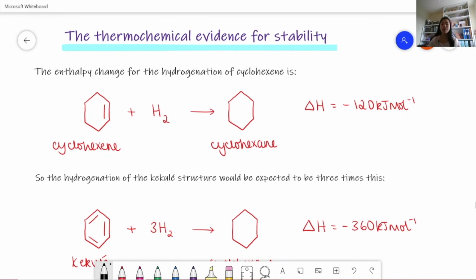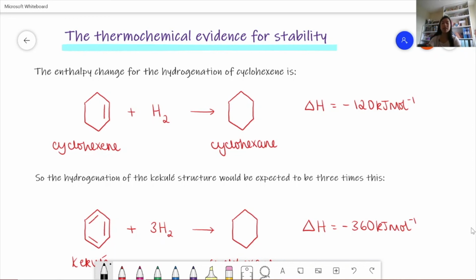So before we talked about the first set of evidence that we have against the Kekulé structure, which is the carbon-carbon bond lengths in benzene. And so now we're going to look at the second piece of evidence that we have, which is the enthalpy changes of hydrogenation. So the enthalpy change for the hydrogenation of cyclohexene is minus 120 kilojoules per mole. What the hydrogenation of cyclohexene is, is that we're just adding hydrogen to the double bond. And so we're forming cyclohexane from cyclohexene.